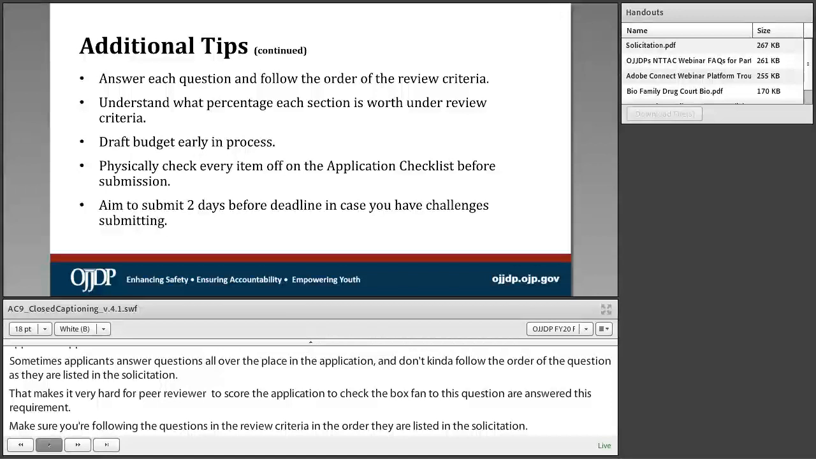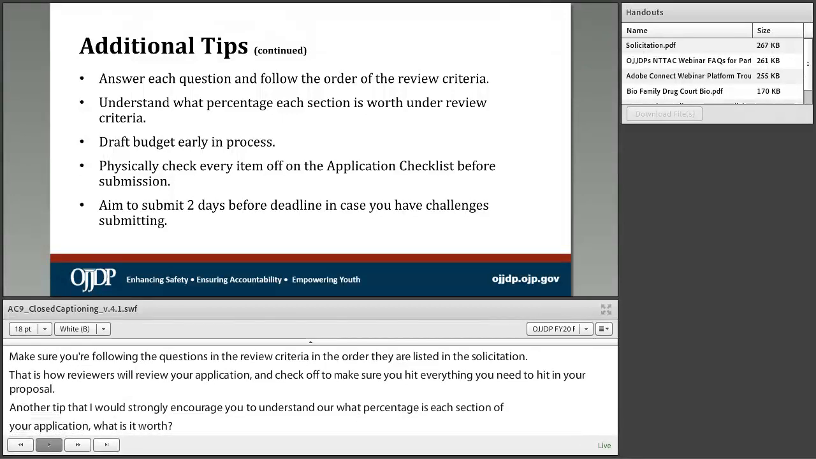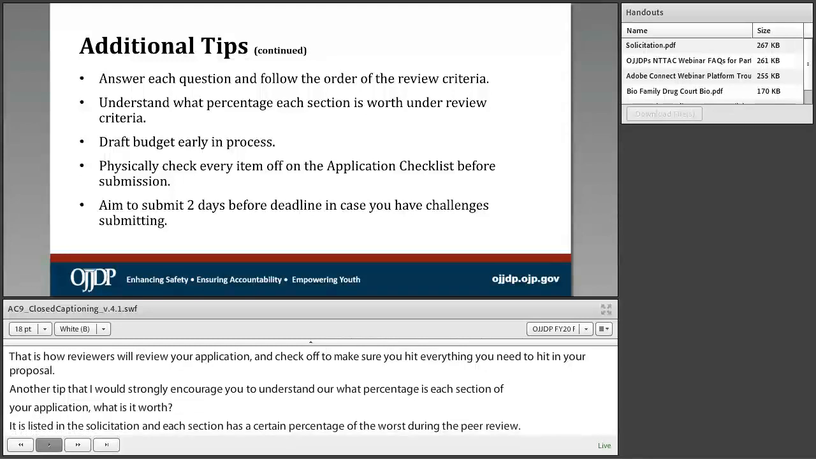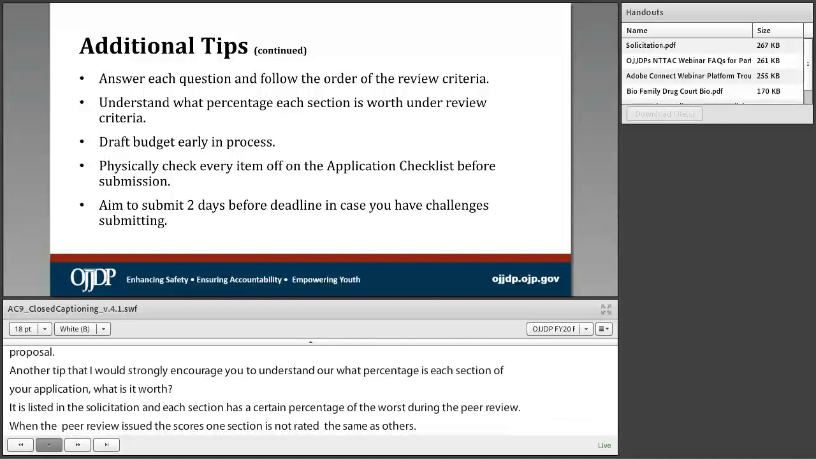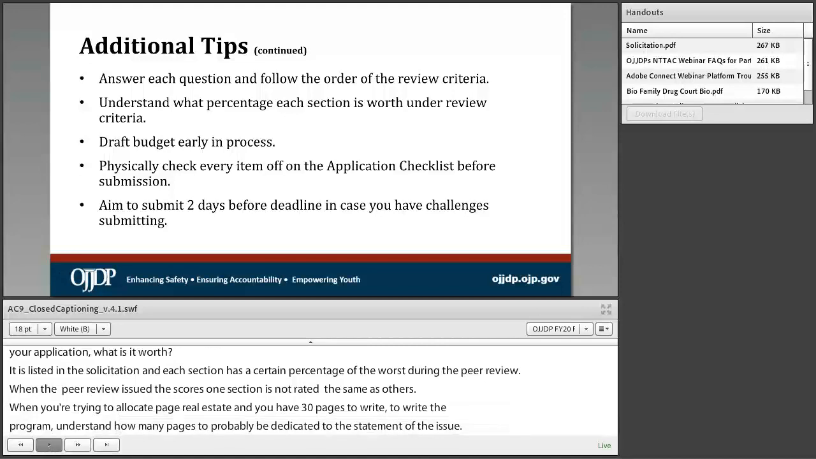Another tip that I would strongly encourage you to understand is what percentage each section of your application is worth. This is listed in the solicitation. Each section has a certain percentage of worth during peer review. So when the peer reviewers give you scores, one section is not weighted the same as others. When you're trying to allocate page real estate, you have 30 pages, right, to write your program. Understand how many pages you should probably be dedicating to the statement of the issue and how many pages you should probably be allocating to the program design section, etc., based on how much each section is weighted and worth in the scoring.